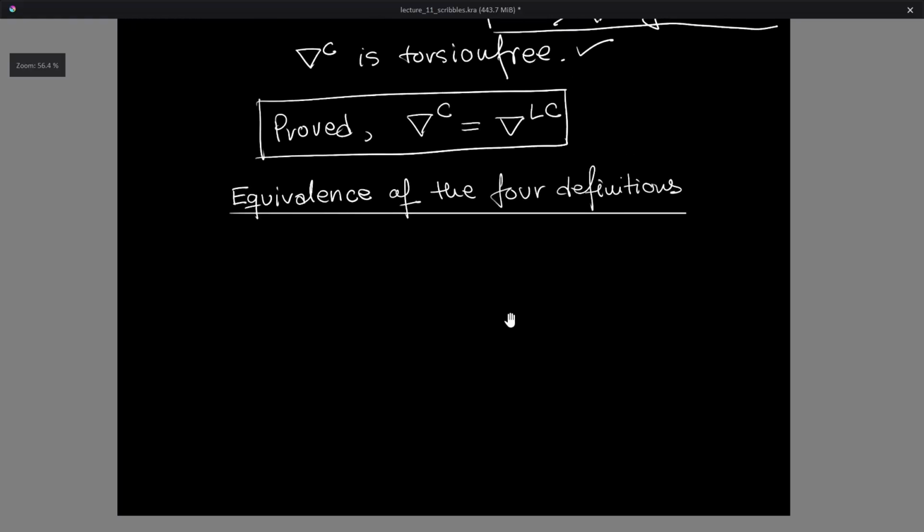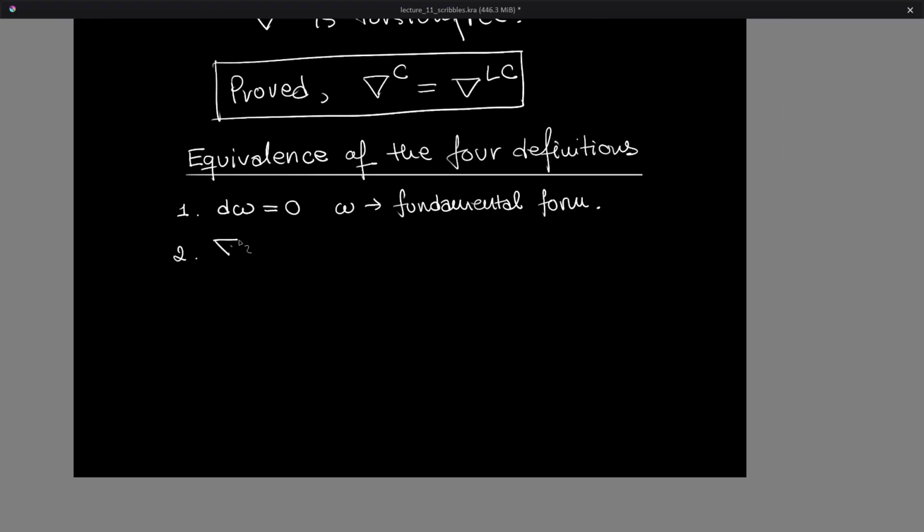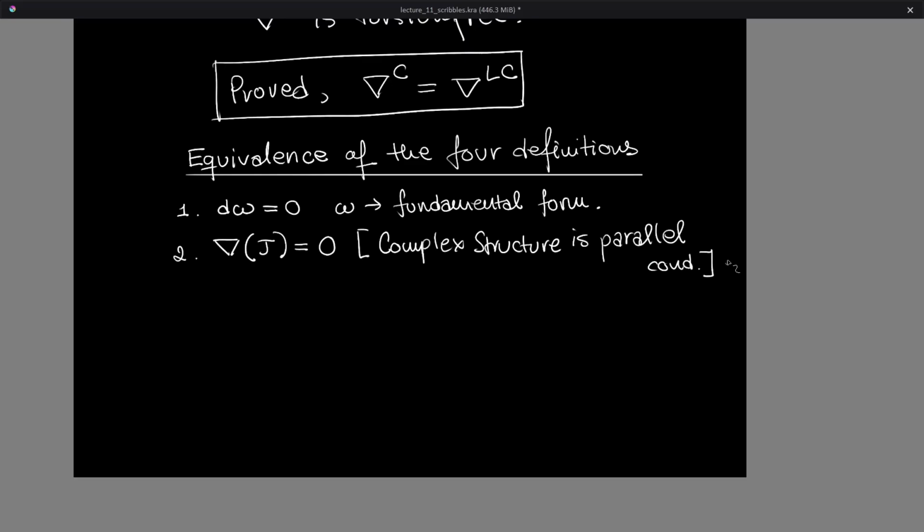Let's first list out all four of the definitions that we have. First of all, d omega is equal to 0, where omega is the Kähler form, or the fundamental form, on the Hermitian manifold. All of them start with the Hermitian manifold, so for all of these, M is a Hermitian manifold. Number two is that the connection commutes with J. This is definition number 2. You could call this the complex structure is parallel condition, if you remember from our parallel transport idea.